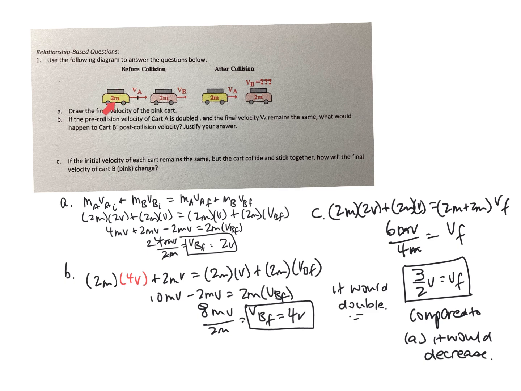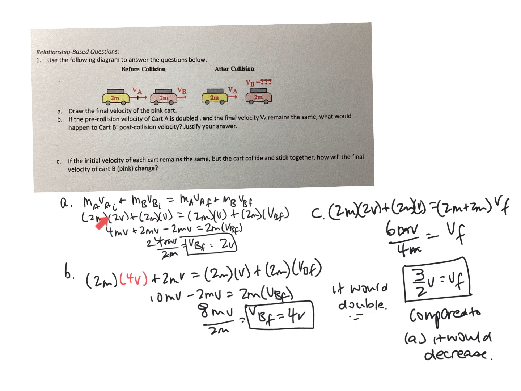So it says, draw the final velocity of the pink car. I've got somebody that has 2m and twice the velocity, and then it bumps into somebody that has the same mass with half the velocity. After the collision, the yellow car has slowed down, and what happens to the pink car? So I just call them A and B. I write my equation for hit and bounce because that's what's happening. And for mass A, I use 2m. For VA initial, I use 2v, then 2m, and then just v.